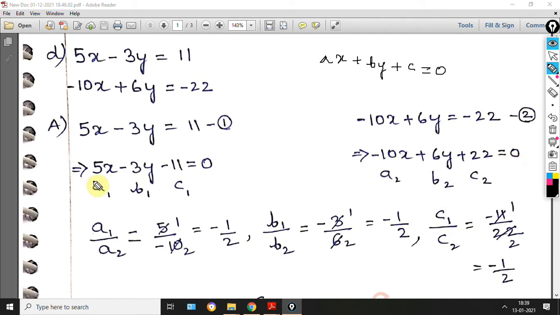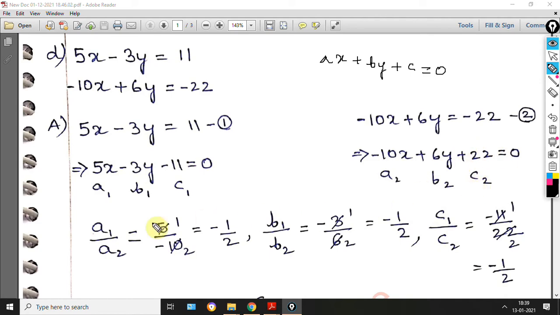Next, since we know that the coefficient of x is a1, 5 is a1, and the coefficient of y is b1. So minus 3 is b1, and the constant value is c1. So minus 11 is c1. Here also, the coefficient of x is a2, so minus 10 is a2. Next, the coefficient of y is 6, which is b2. Next, the constant value 22 is c2.